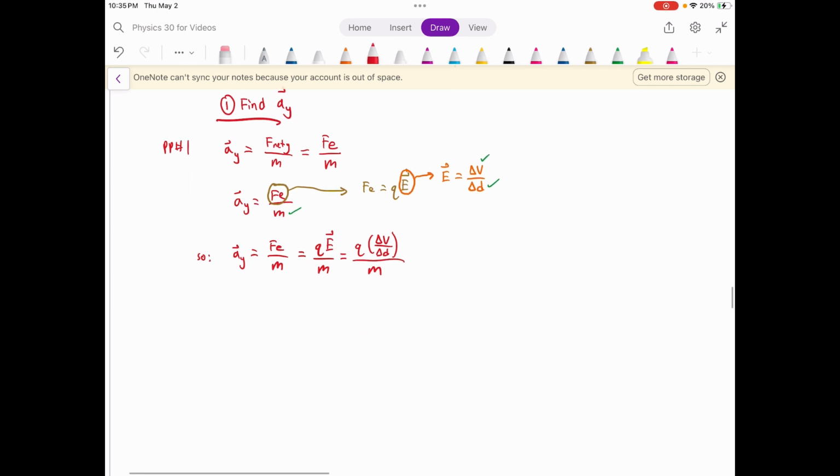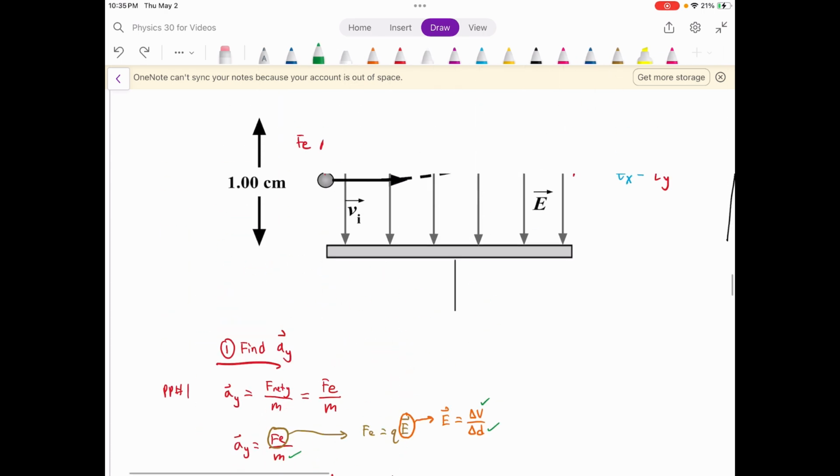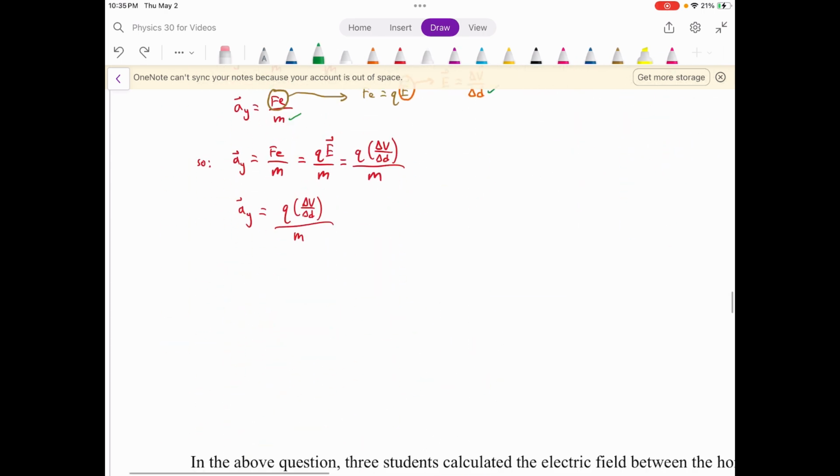So our acceleration in the y-axis will just be the charge of the electron times the potential difference over the distance between the plates, all of that divided by the mass. And we know every single one of those. We know the charge of an electron, it's on our formula sheet. We know the voltage, they told us that in the question, 2,000 volts. We know how far apart the plates are, 1 centimeter. And we know the mass of an electron, that's on our formula sheet. So let's put those all in and calculate the vertical acceleration.